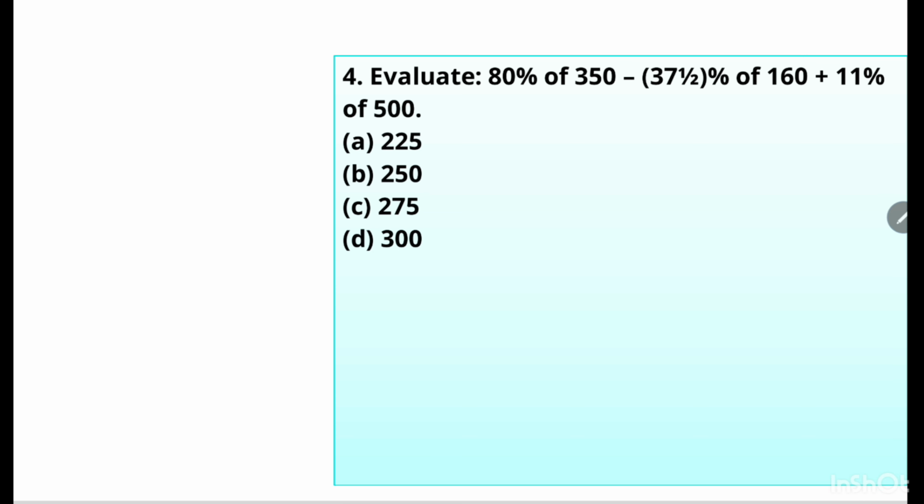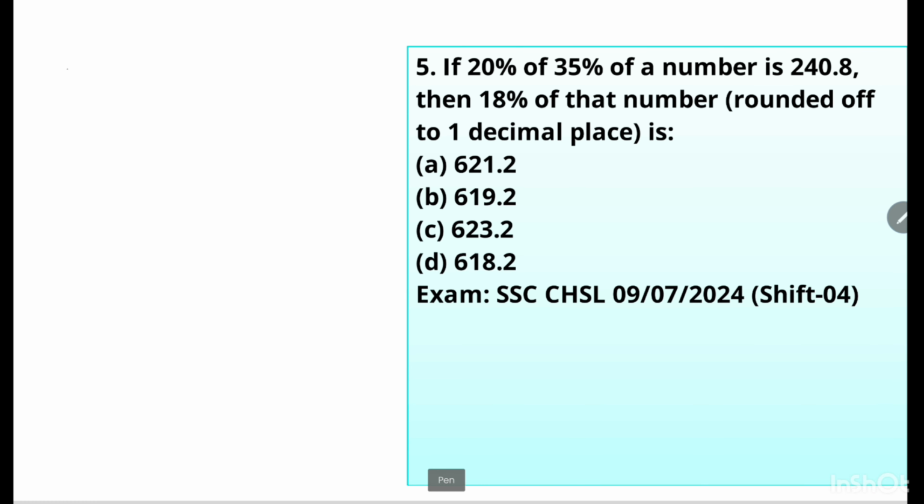The next, question number 5, what is it saying? This is a very beautiful question, you see here. If 20% of 35% of a number is 240.8, then 18% of that number, rounded up. It is not asking exactly. Solve this question. The 20% means this, 35% of a number. It is saying of a number. So suppose that number is x, is 240.8. So how are we going to solve it?